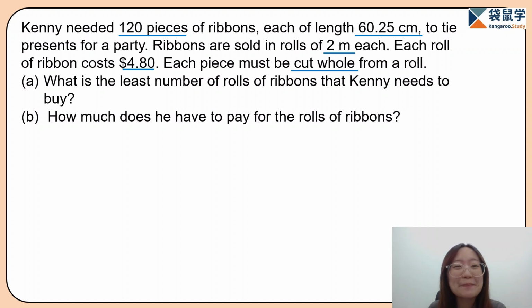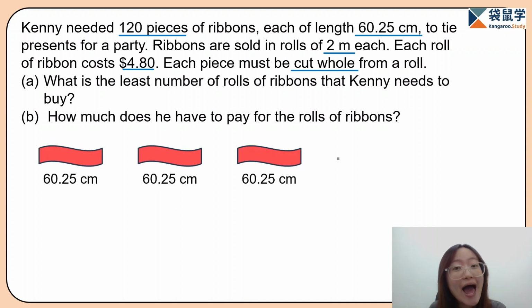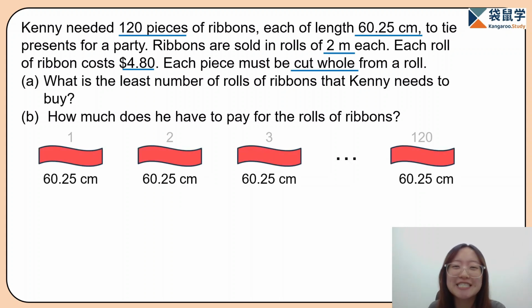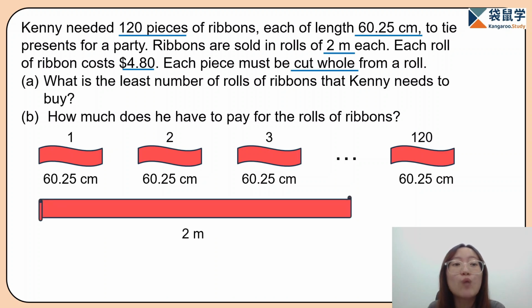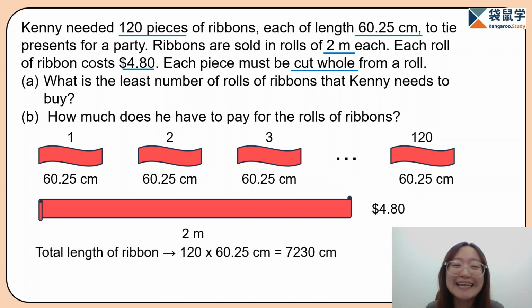First, let's visualize the pieces of ribbon and rolls. So we need pieces of 60.25 centimeters and a total of 120 pieces. The ribbons are sold in rolls of 2 meters each and one roll costs $4.80. Now we want to find the least number of rolls that Kenny needs to buy. The easiest way that students can think of will be that with the given 120 pieces of lengths, we can just find the total length of ribbon that Kenny needs.